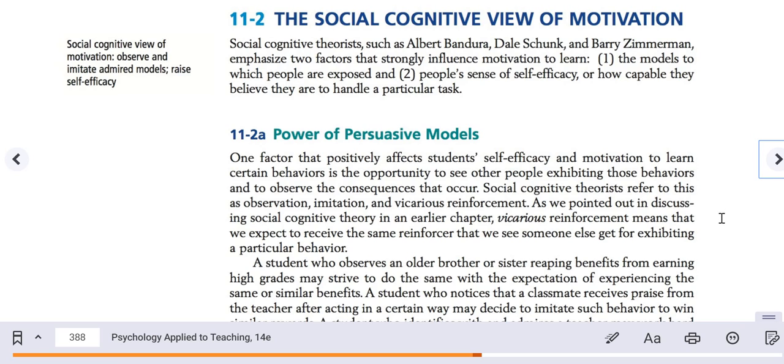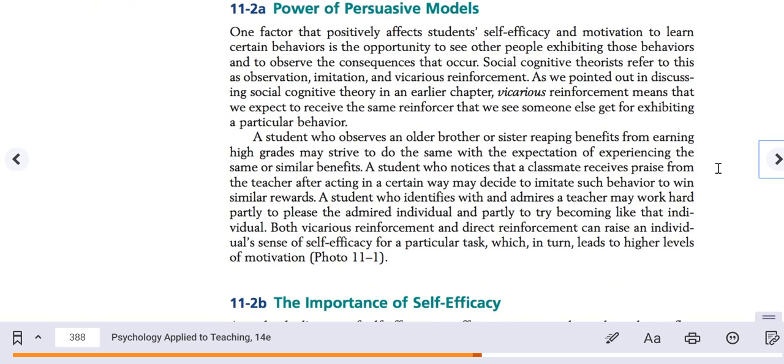A student who observes an older brother or sister reaping benefits from earning high grades may strive to do the same with the expectation of experiencing the same or similar benefits. A student who notices that a classmate receives praise from the teacher after acting in a certain way may decide to imitate such behavior to win similar rewards. A student who identifies with and admires a teacher may work hard partly to please the admired individual and partly to try to become like that individual. Both vicarious reinforcement and direct reinforcement can raise an individual's sense of self-efficacy for a particular task, which may in turn lead to higher levels of motivation.